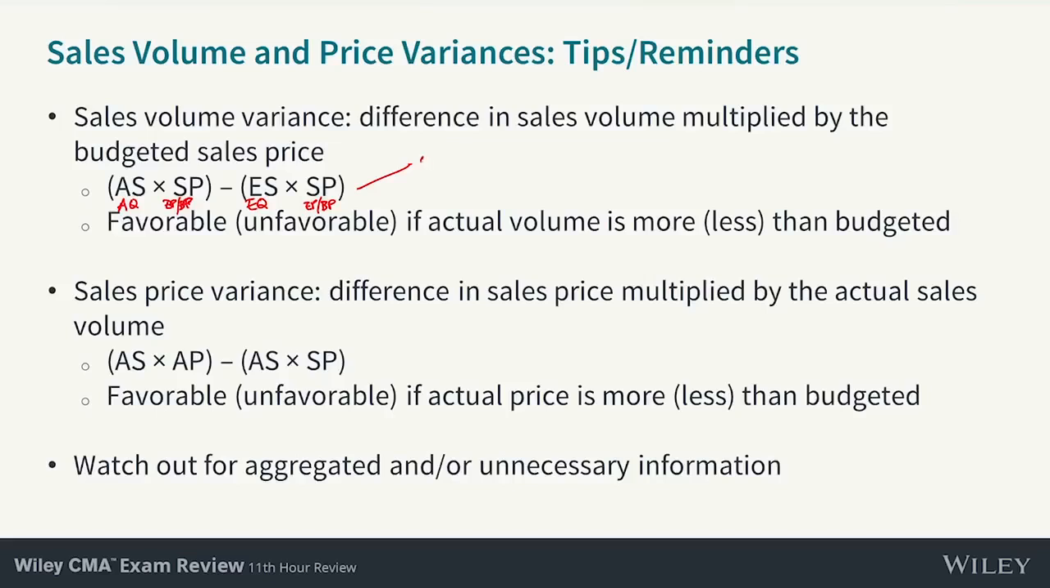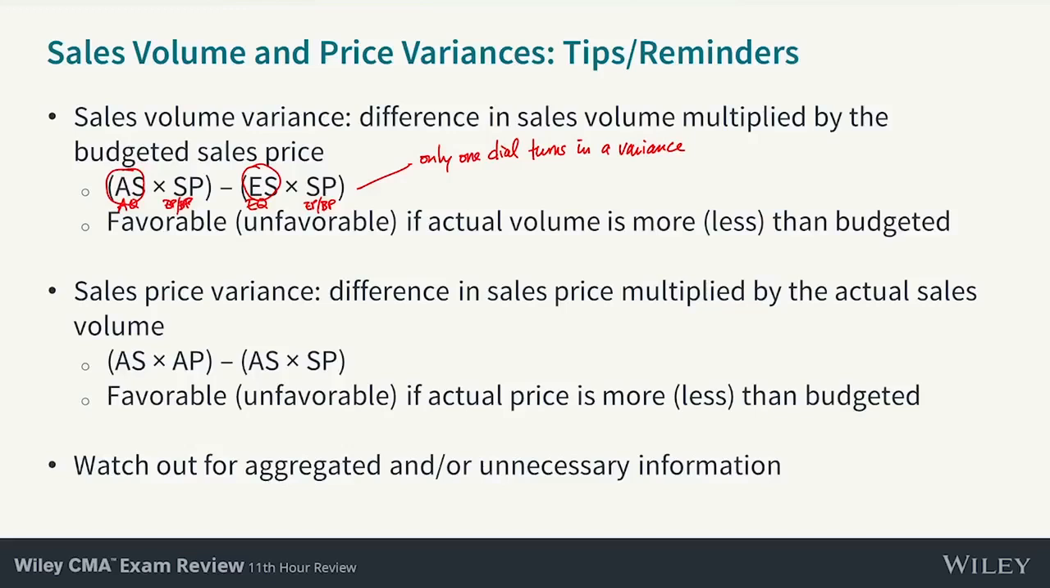Only one dial turns in a variance. In this case, the dial that's turning is sales volume. And the price is kept constant at standard or expected or budgeted, whatever you want to call it. But I want to make sure that that point is clear.